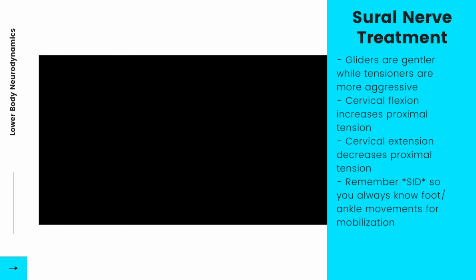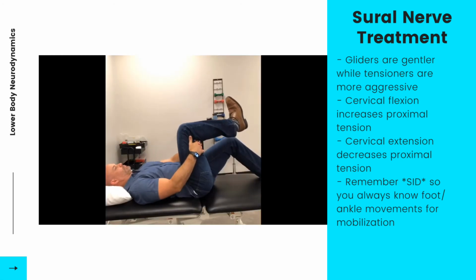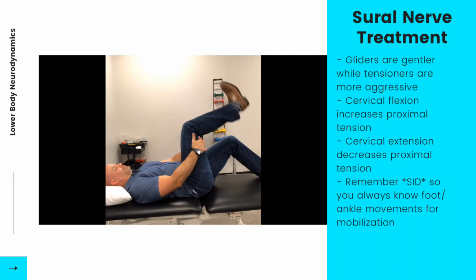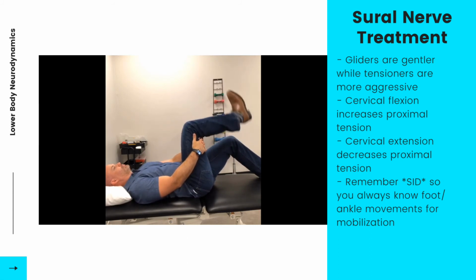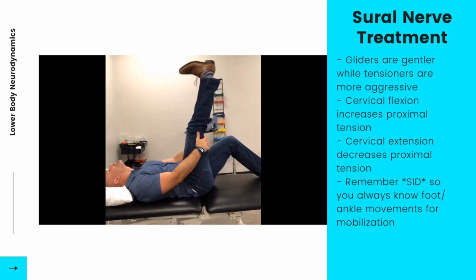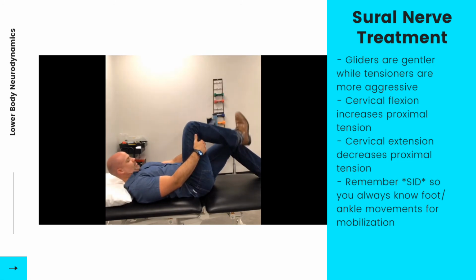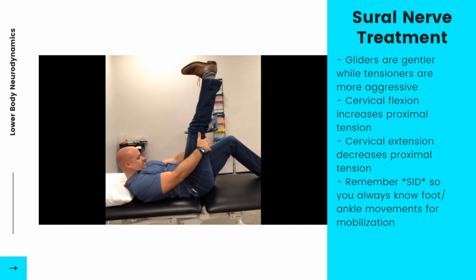Self-care for the sural nerve may include any of the mobilizations you've seen up to this point by simply manipulating the foot position to include dorsiflexion and inversion. In this case, this is a supine glider happening with neck extension and knee extension. To progress to a tensioner, one could extend the knee while also flexing the neck.